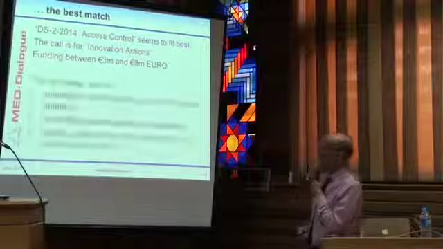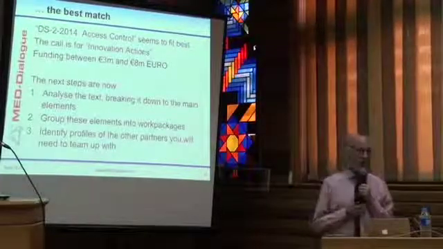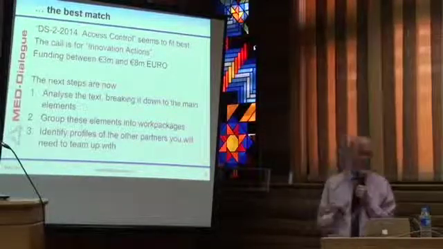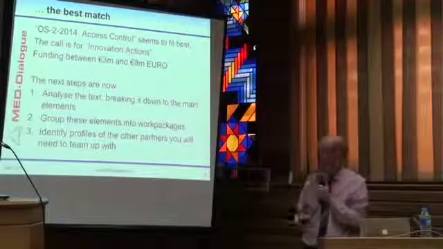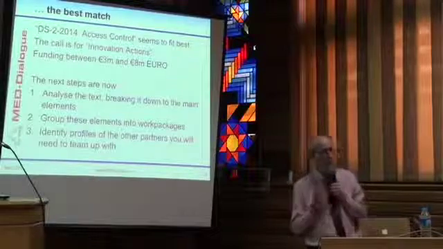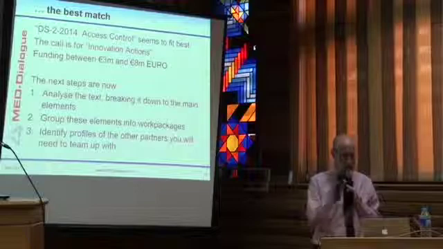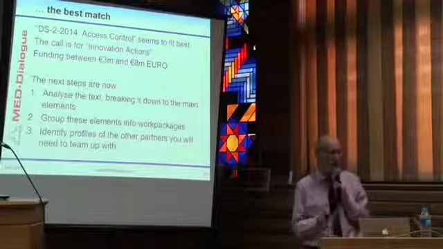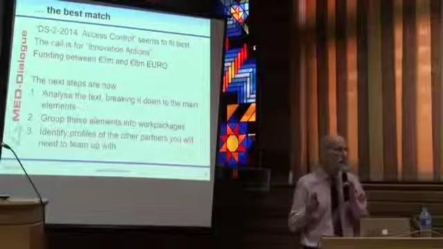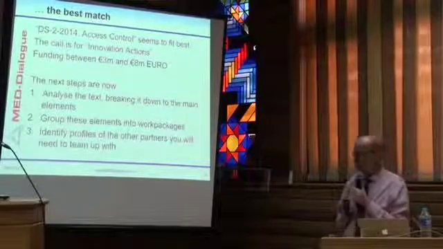Fine. Now, the next steps. I read and analyze the core text. I try to break it down into the main elements, if I can find and identify them. And then I group these elements into what I call work packages. It's still at a very early phase, but I have to find some grouping. I find lots of interesting keywords there. How do I group them in order to get a picture of what a proposal or a project may look like? It's still at a very early stage.